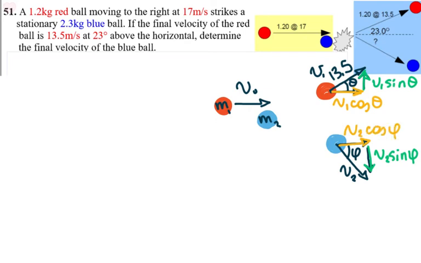And then I'm going to write the momentum before is equal to the momentum after. Momentum before on the x-axis, I only have m1 moving with the velocity, I'm going to call it v sub 0. And the blue ball is not moving, so there's no horizontal motion there. After the collision, I have m1 moving with the horizontal momentum of m1 v1 cosine theta plus m2 v2 cosine phi.